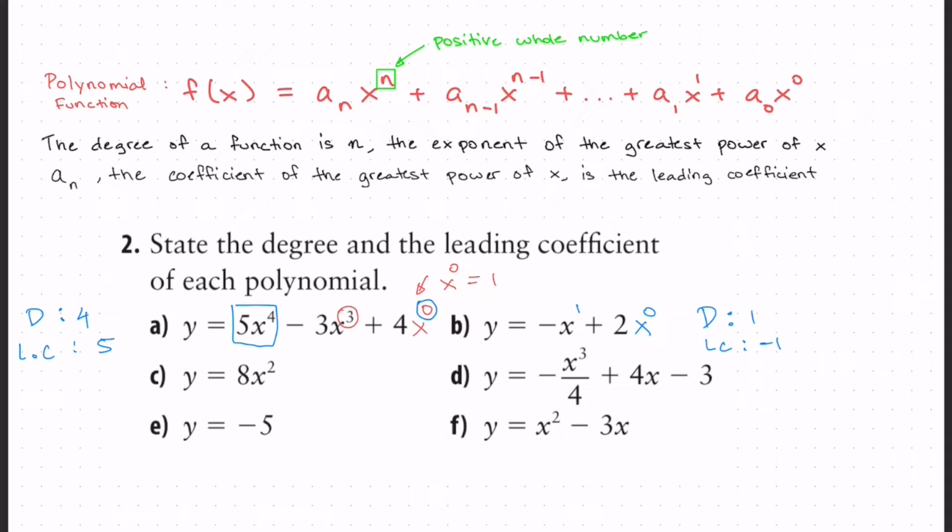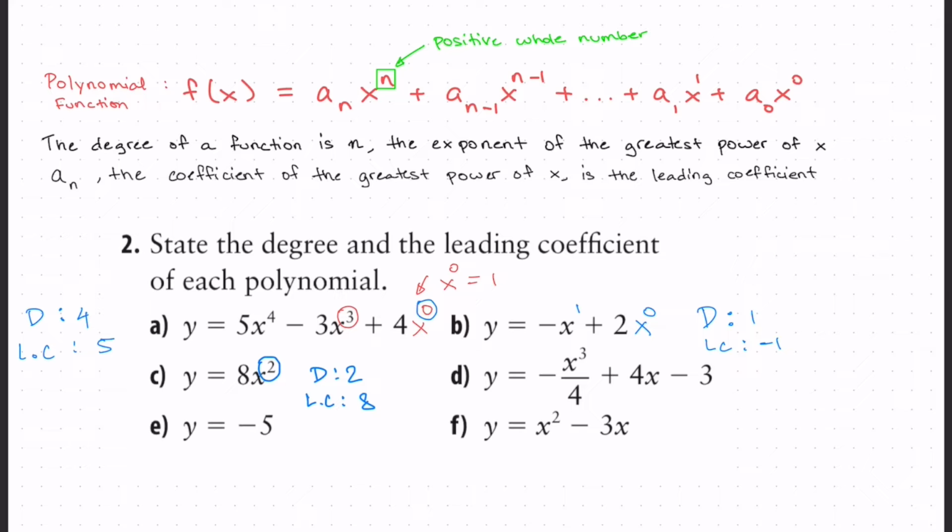Looking at 2c, we have y equals 8x^2. So in this polynomial, we only see one term, and so the degree of this polynomial will just be the exponent of that x. So in this case, the degree will be 2, and the leading coefficient will be 8.